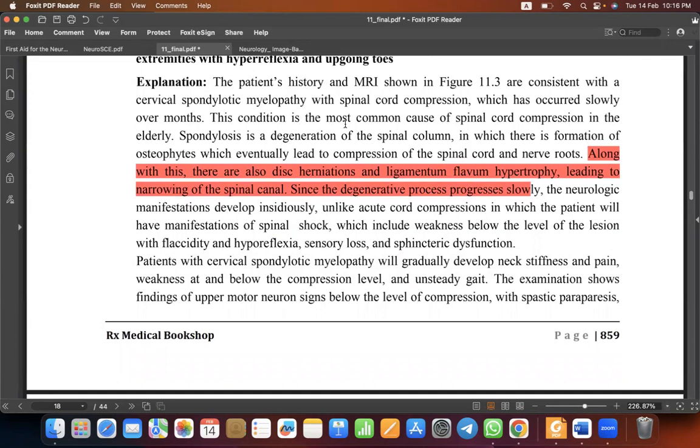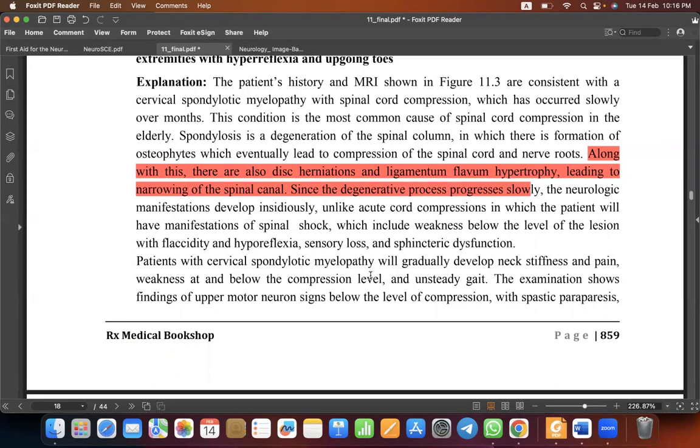Along with this, there is a significant disc herniation. There could be ligamentum flavum hypertrophy. They may lead to narrowing of the spinal canal, and they can cause these sorts of problems as well. So neurological symptoms in this condition develop insidiously, unlike acute cord compression. Okay, acute cord compression may have spinal shock.